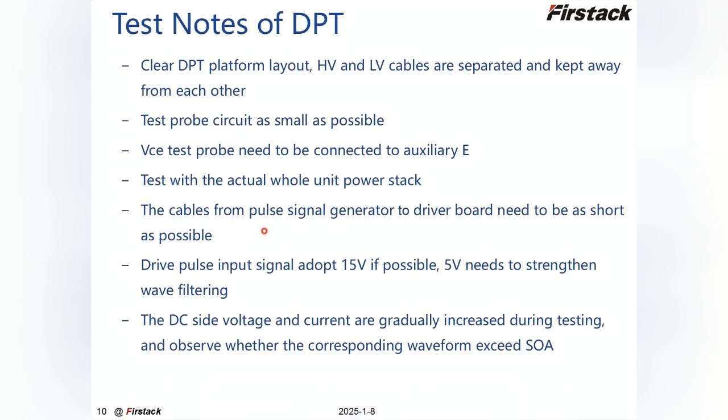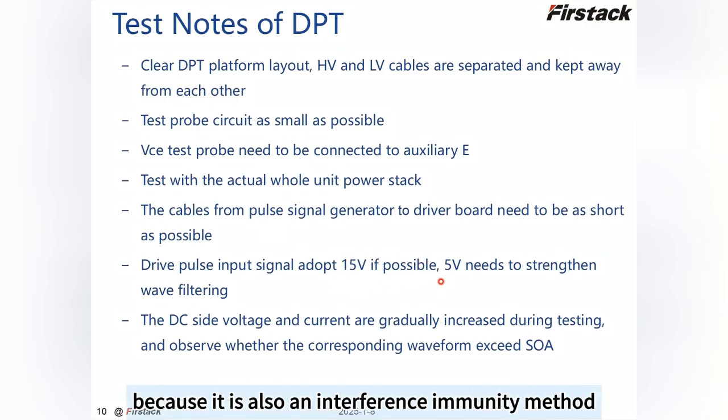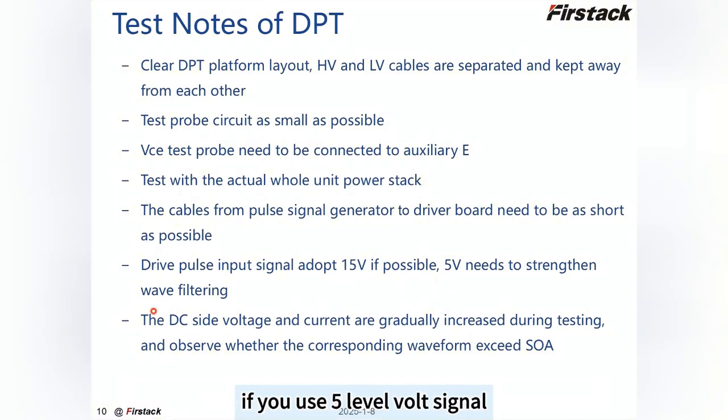The next point is for the drive pulse. A 15-volt signal is recommended because it is also an interference immunity method. If you use a 5-volt level signal, wave filtering needs to be strengthened.